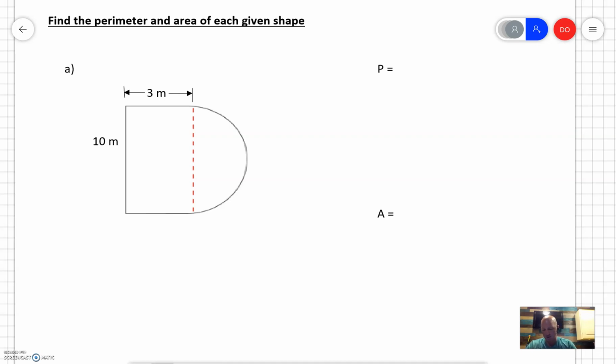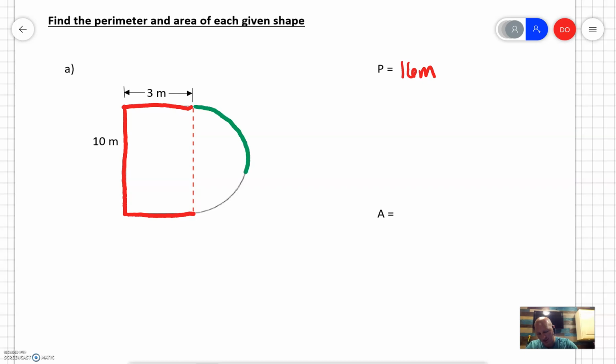So let's start with the parts that are pretty basic to see. We have 3 meters here, I have 10 meters here, and I have 3 more meters here. So for the rectangular portion of the perimeter, that'd be 10 plus 3 plus 3, which gives me 16 meters. Now I also have to calculate the part of the circumference of a circle, because that's part of the distance around the outside of the shape. So I'm going to highlight this section right here.